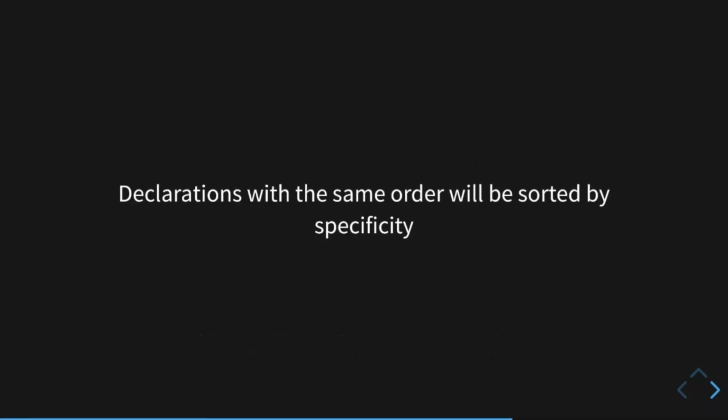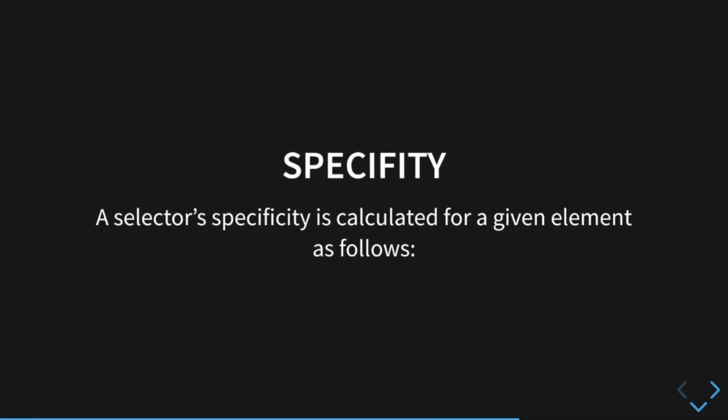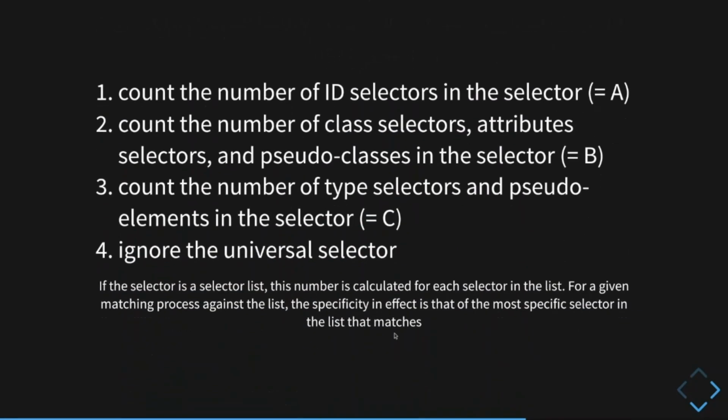Declarations with the same order will be sorted by specificity. So, specificity. A selector's specificity is calculated for a given element as follows. Count the number of ID selectors in the selector, count the number of class selectors, attribute selectors, and pseudo-classes in the selector, count the number of type selectors and pseudo-elements in the selector, and ignore the universal selector. When the selector is a selector list, this number is calculated for each selector in the list.